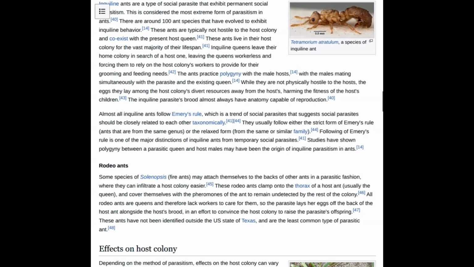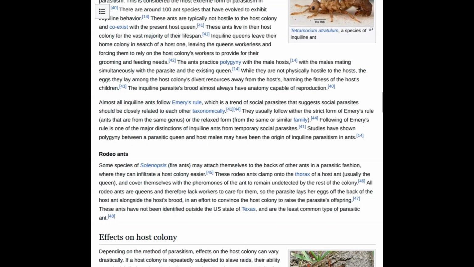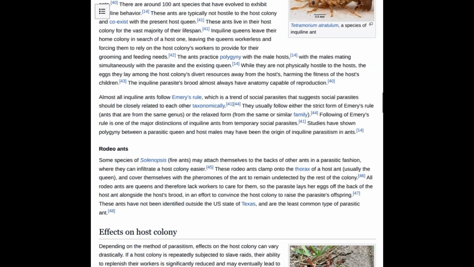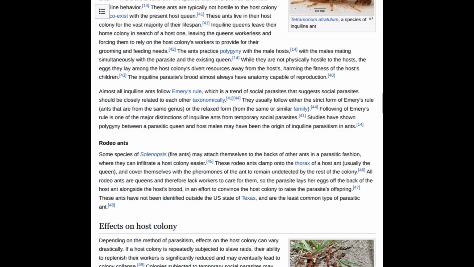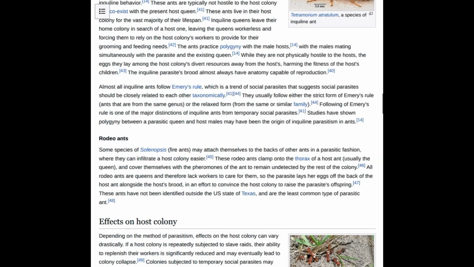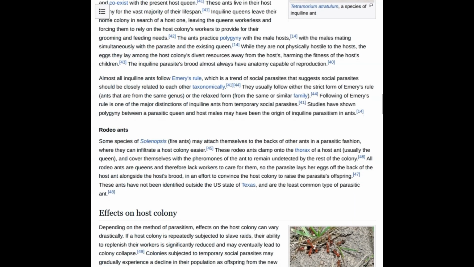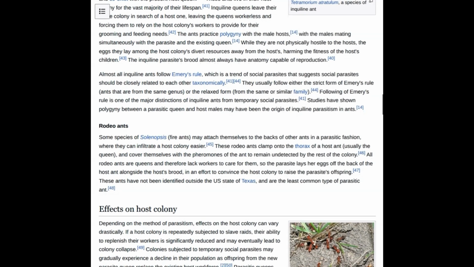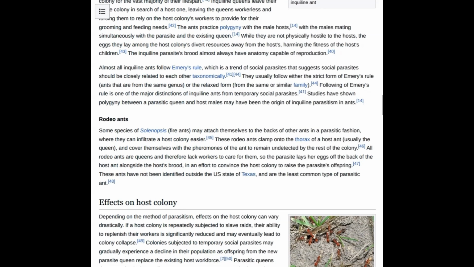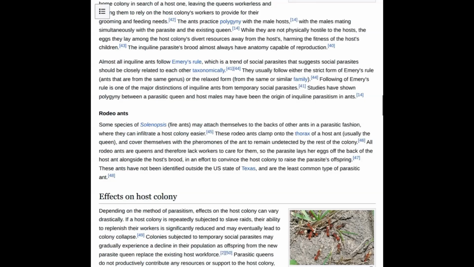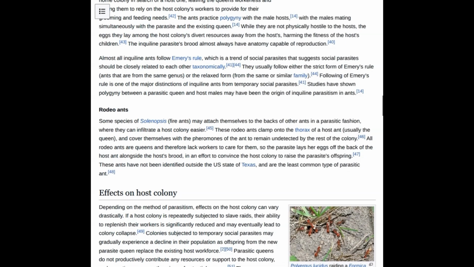The inquiline parasite's brood almost always have anatomy capable of reproduction. Almost all inquiline ants follow Emery's rule, which is a trend of social parasites that suggests social parasites should be closely related to each other taxonomically. They usually follow either the strict form of Emery's rule, ants that are from the same genus, or the relaxed form, from the same or similar family. Following of Emery's rule is one of the major distinctions of inquiline ants from temporary social parasites. Studies have shown polygyny between a parasitic queen and host males may have been the origin of inquiline parasitism in ants.